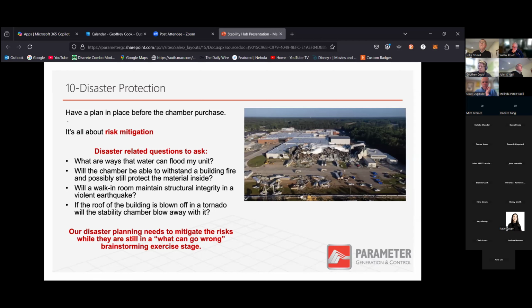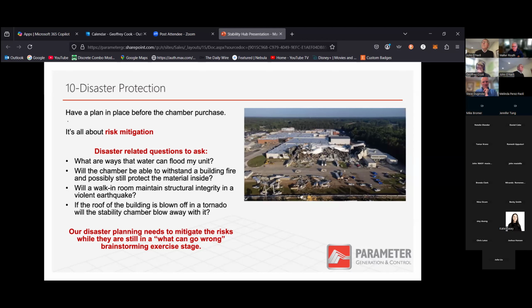Earthquakes are another one. We ship units all over the world, particularly in California. We take special consideration to make sure that our units have seismic tie downs. We tie the entire chamber to the facility floor, and we take special steps to anchor the units to those rooms. And again, if the roof is blown off during the tornado, I do not know if the stability chamber would blow away with it. But just things to consider.